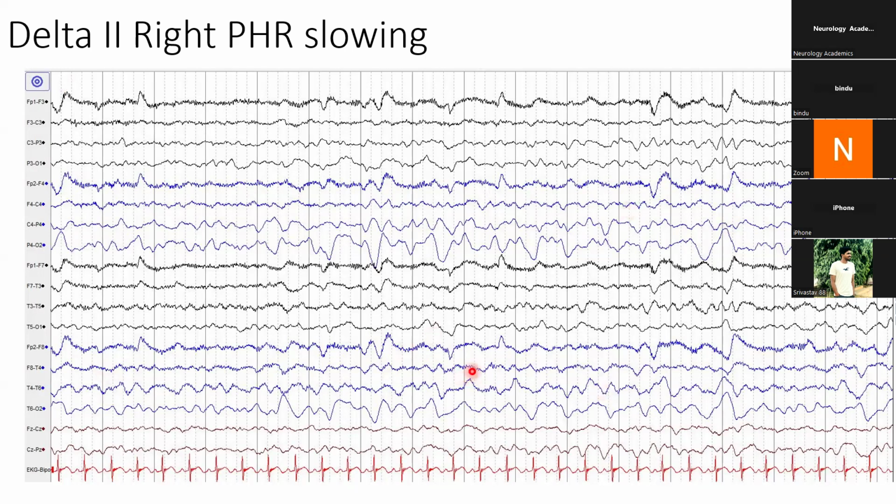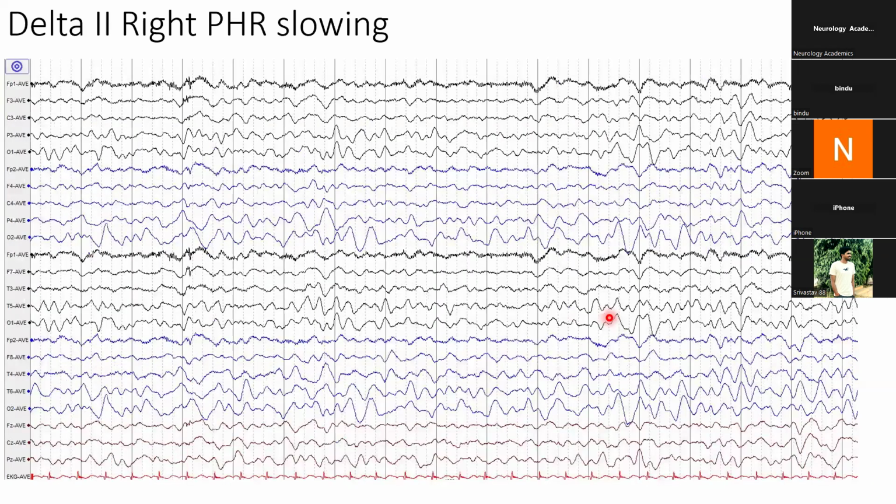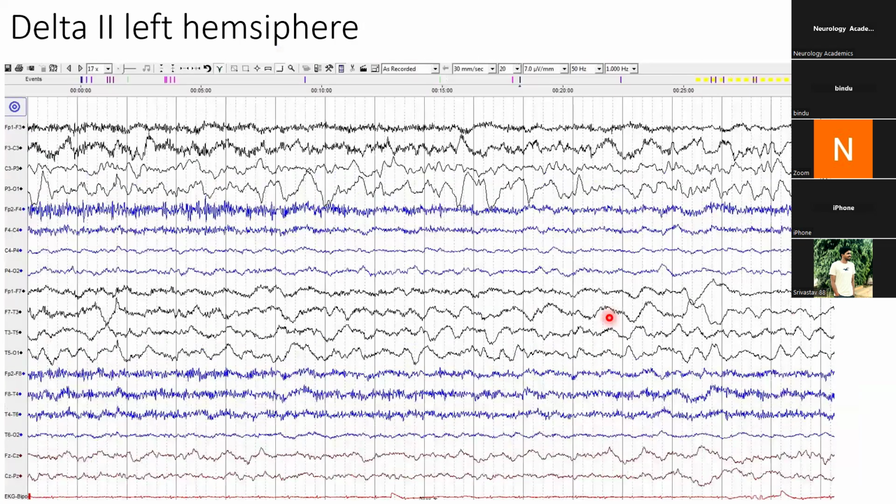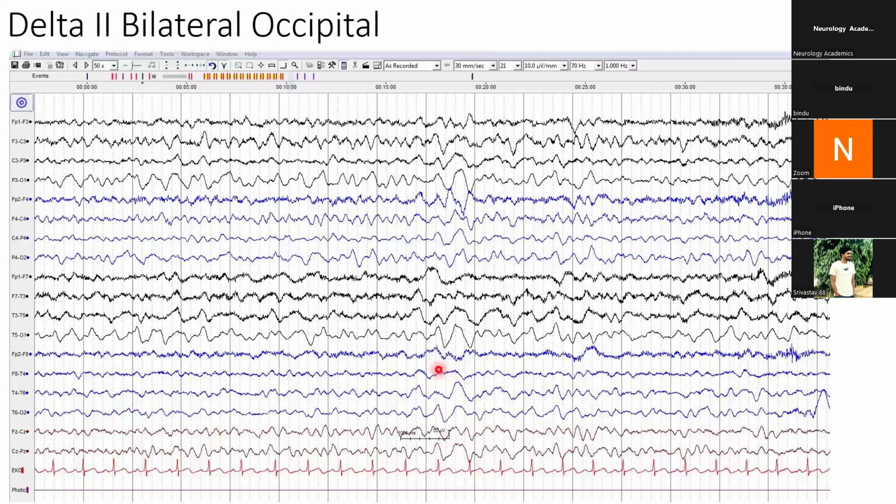Same in the common average also. So here also we can see there is a delta continuous slowing in the left hemisphere. Continuous slowing, a medium amplitude delta activity. So this is a delta grade 2 in the left hemisphere. Same in the common average also. Here we can see low to medium amplitude continuous slowing that is seen over the bilateral occipital region. So this is a delta grade 2 bilateral occipital slowing.